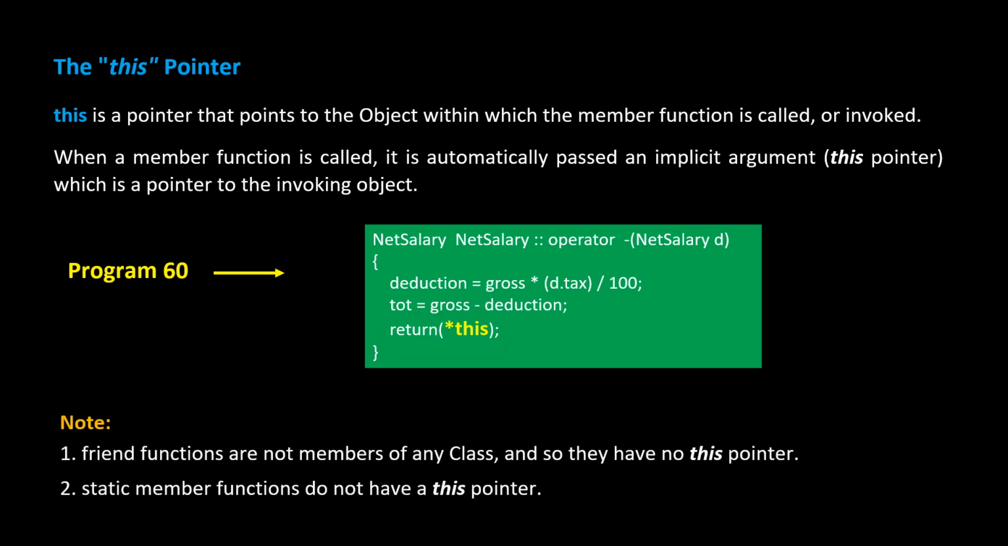Note. Number 1, friend functions are not members of any class, and so they have no this pointer. Number 2, static member functions do not have a this pointer.